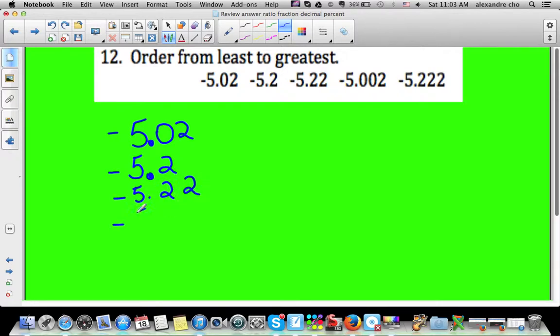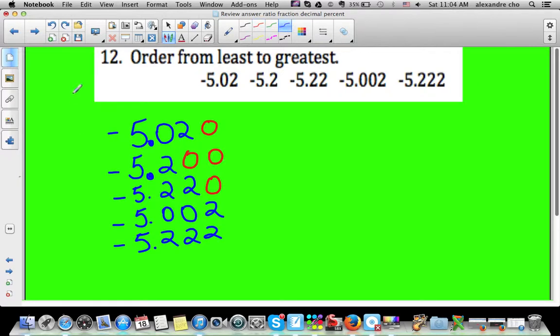And fourth one, negative 5.002. And finally, negative 5.222. Okay, you'll notice that there are some decimals there that do not have the same amount of digits. So I'm going to add a 0 here, and a 0 here, a 0 here, and a 0 here. It doesn't change the value of the number. Okay, so now they all have the same number of digits.